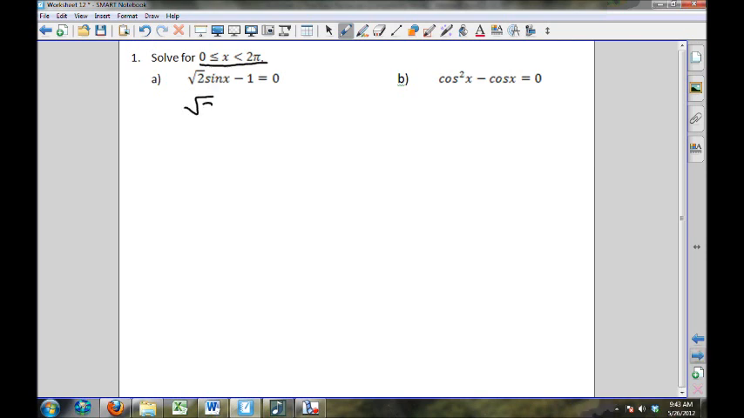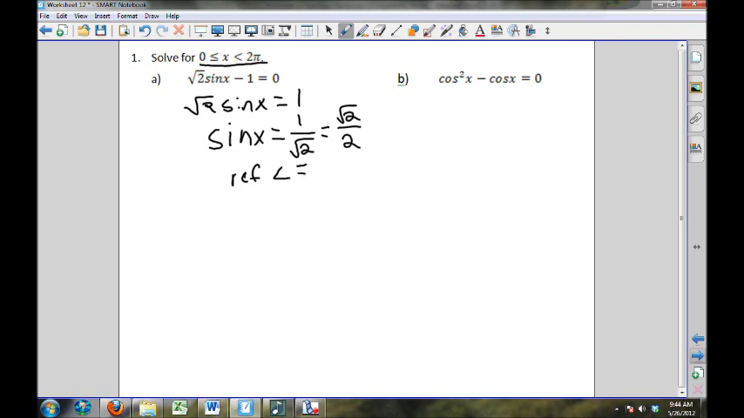So I end up with rad 2 sine of x equals 1. I divide both sides by rad 2 and end up with sine of x equals 1 over square root of 2, which is just the square root of 2 over 2 when I rationalize the denominator. And the reference angle which gives me square root of 2 over 2 for sine would be pi over 4 in radians, or 45 degrees. So once I have my reference angle, I can see that sine is positive.